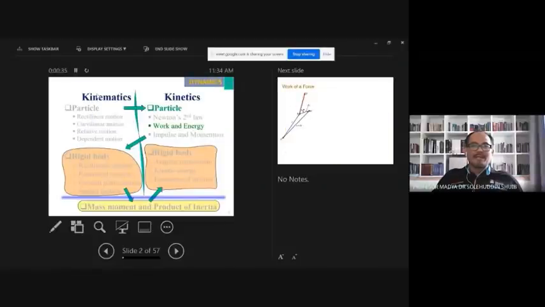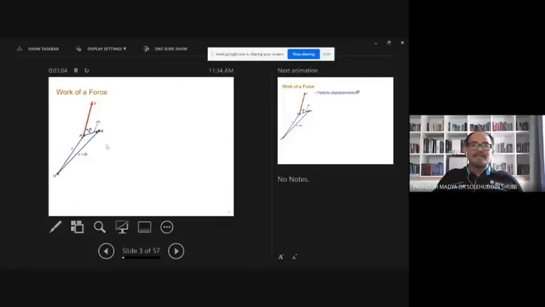So we are here now. You have completed the topic of kinematics of particle. We covered rectilinear motion, curvilinear motion, relative motion, and dependent motion. And we have completed covering the kinetics of particle with Newton's second law. Now we are at this section, which is work and energy.